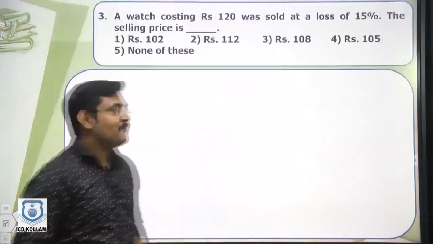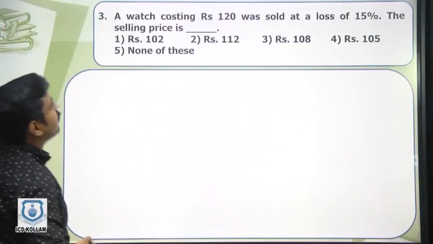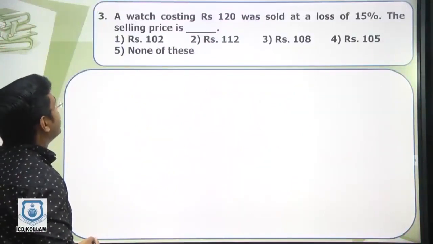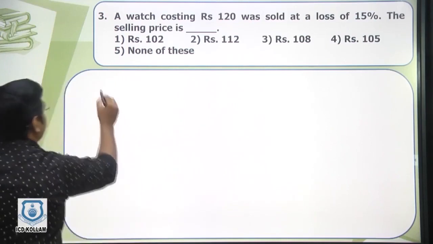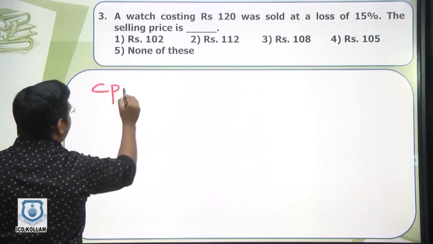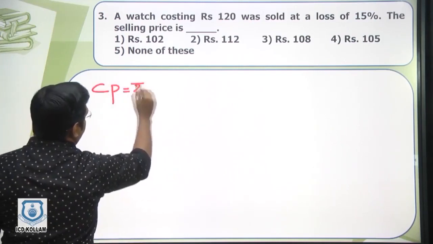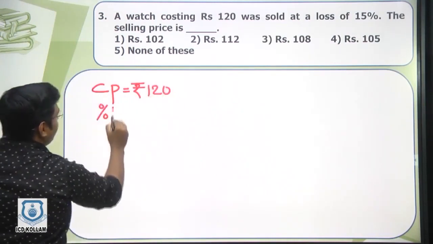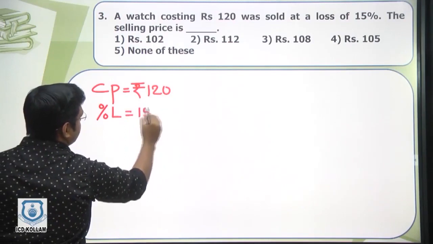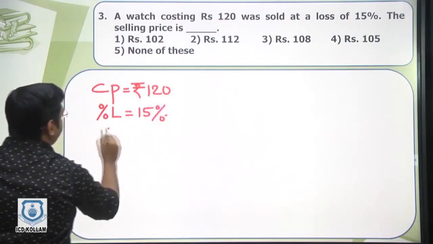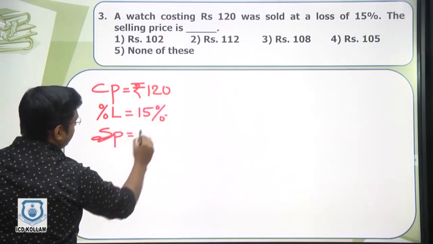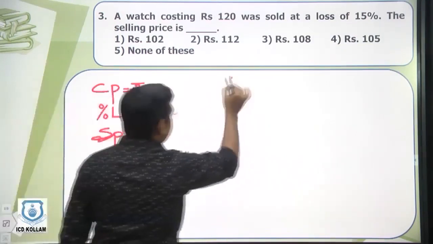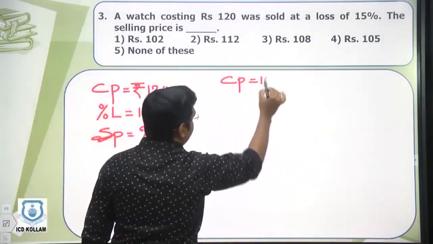Answer. Question number 3. A watch costing rupees 120 was sold at a loss of 15%. The selling price? Yes, first the cost price is given, rupees 120. Next, the loss percentage is given, it is 15%. And we need to find the selling price. Right? Always our CP is 100, remember that.